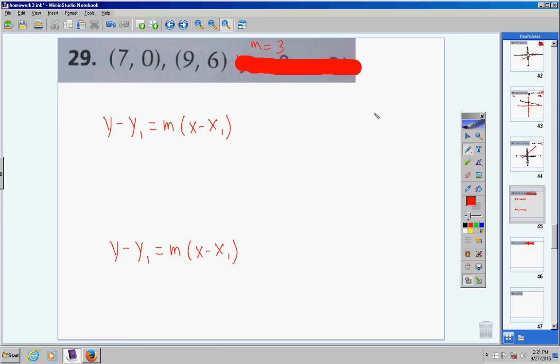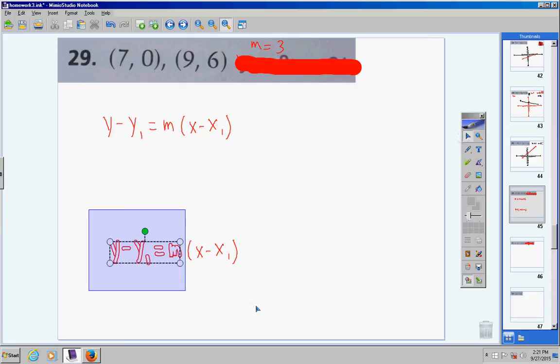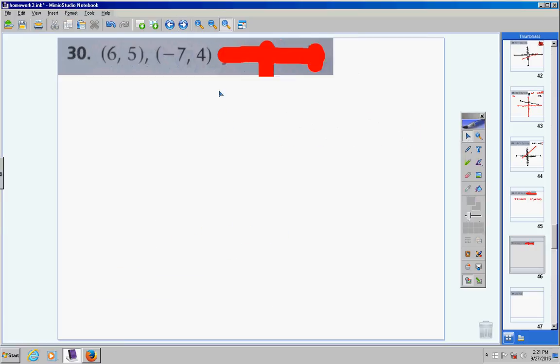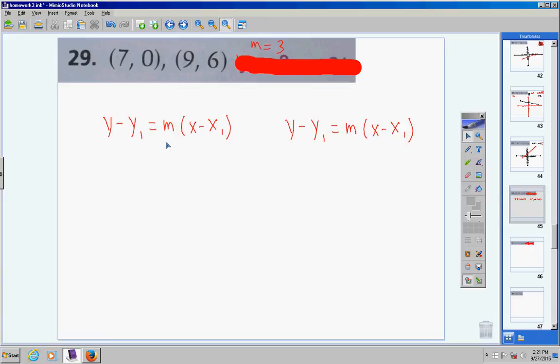It doesn't matter which ordered pair you use to write your linear equation. Now on the next problem, number 30, I'm not going to do it two different ways, but on this problem here, I'm going to use this ordered pair for this formula, this model, and this ordered pair for this model, and you're going to see you got the exact same answer.